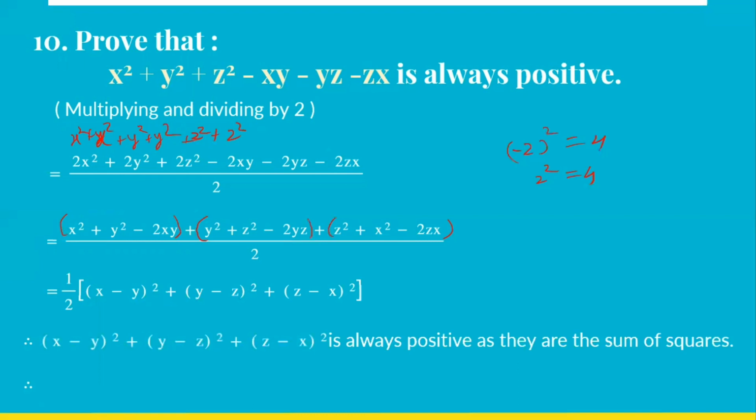So therefore, you have x minus y the whole square plus y minus z the whole square plus z minus x the whole square, which is always positive, as they are the sum of the squares, right? So squares are positive, so their sums are also going to be positive. So therefore, you can say that x square plus y square plus z square minus xy minus yz minus zx is always positive. Got it?